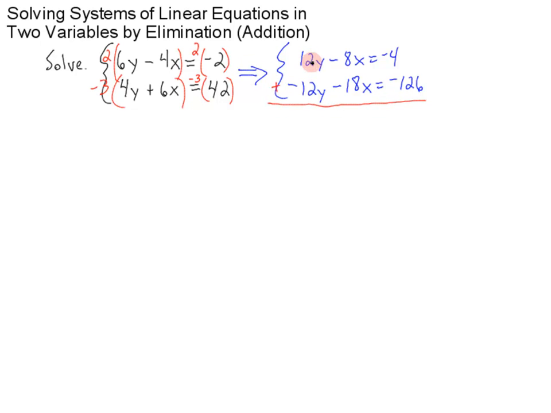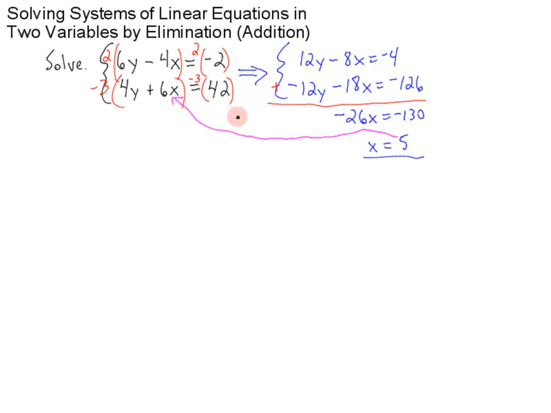The y's will be 0y. Negative 8x minus 18x would be negative 26x, and negative 4 plus negative 126 is negative 130. Divide both sides by negative 26 and we get that x is 5. Now I need to take my 5 and figure out what my y is. So I'm going to plug 5 back into one of the original equations. I'm going to plug it into the second one.